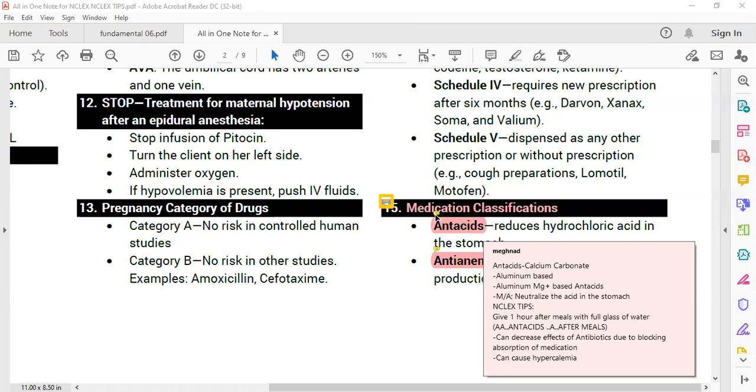Easy way to remember: antacid starts with the alphabet A, and after meal also starts with A, so that is the similarity between A and A. Antacids can reduce the effect of antibiotics by blocking the absorption of the medication. Antacids also can cause hyperkalemia.